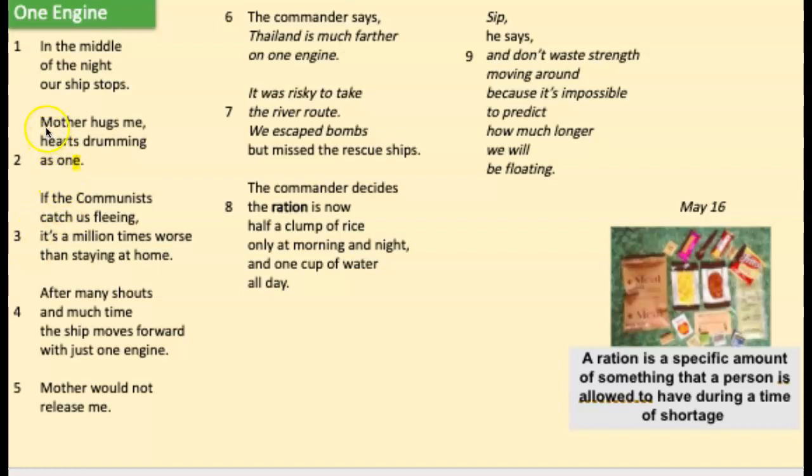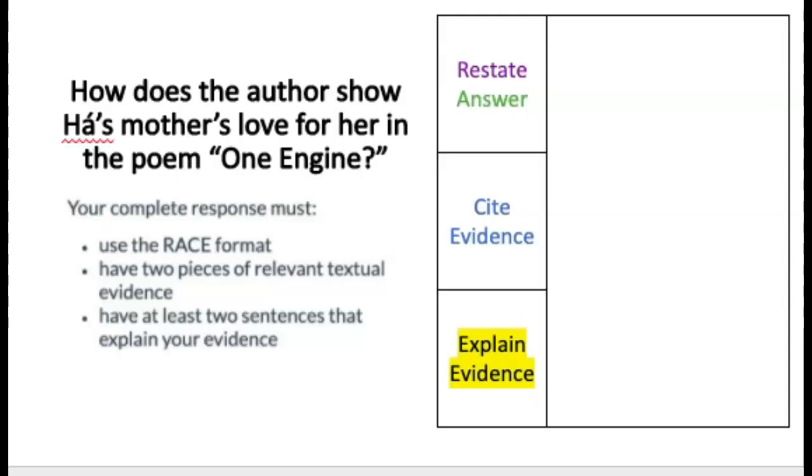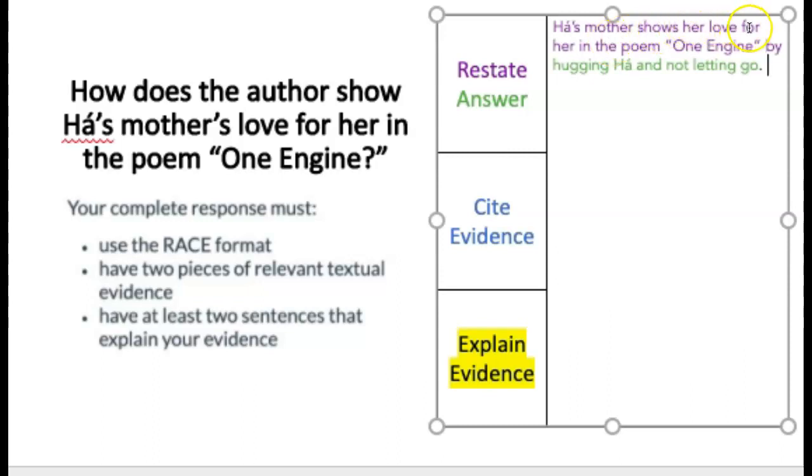Okay, so we were looking for how does the author show Ha's mother's love for her. Well, in stanza 2, I read, "she hugs her." And in stanza 5, I read that mother would not release me or let her go. So we've got some good evidence. Let's try and put it together into a RACE paragraph. So what's the best way to start my paragraph off? Got it. Ha's mother shows her love for her in the poem One Engine by hugging Ha and not letting go. What evidence was the best, most relevant evidence again?